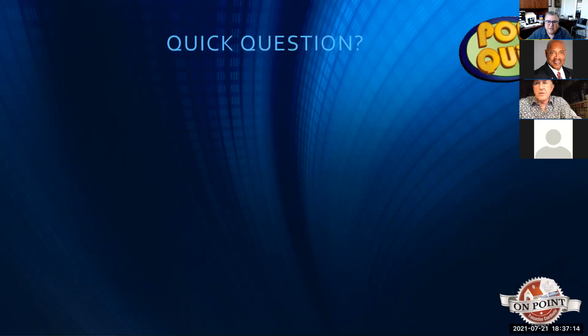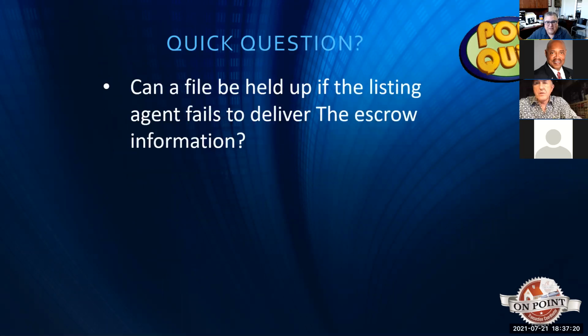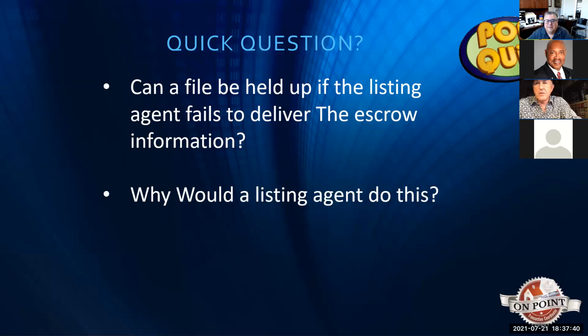So let's do a quick pop quiz, okay? This is your opportunity to unmute. Can a file be held up if the listing agent fails to deliver the escrow information? Anybody? Yes, okay, sure it can. But what can you do about it, right? You can deliver it yourself, right? If they're saying seller's choice, you potentially could force the issue.